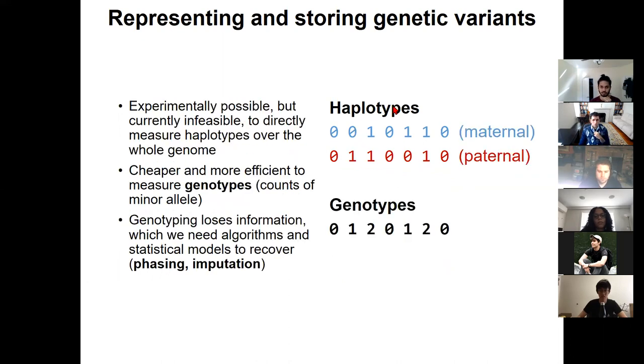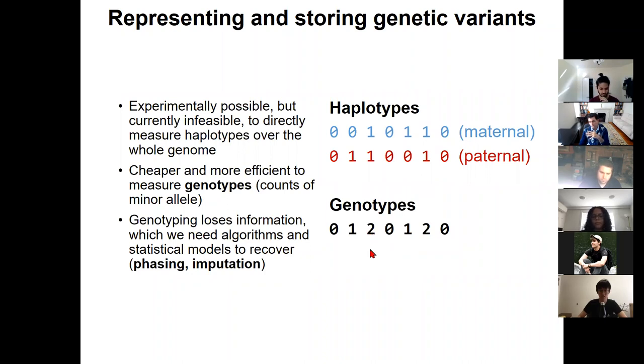So inferring haplotypes is experimentally possible, but it's currently infeasible to directly measure these haplotypes over the whole genome, because basically, phasing them, figuring out which variation goes with which variation across very different loci, is very hard. Something that's much cheaper and much more efficient to measure are genotypes, because you simply need to build a microarray. And then with that microarray, you basically hybridize the reference and the alternate for every locus in the genome that is known to be polymorphic in the population that you're testing.